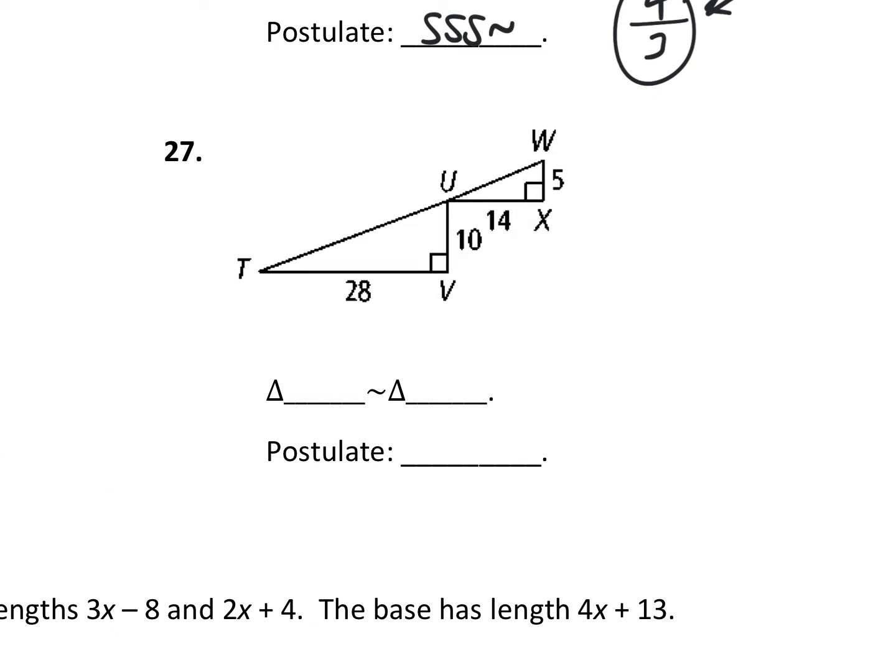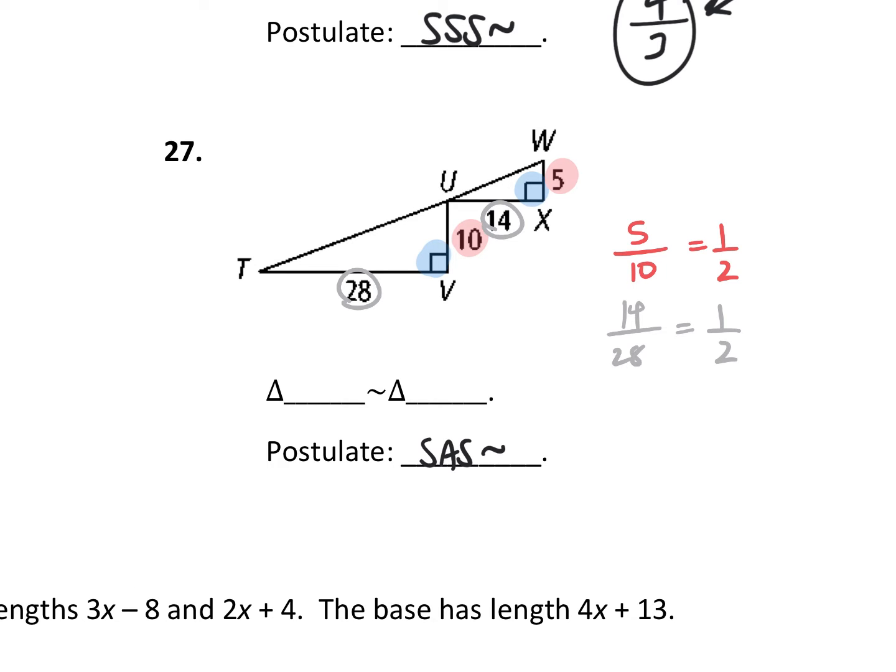27, I am given a right angle here, and then two side lengths. So we got to check and see, are those side lengths proportional? So if I have 5/10, that's going to simplify to give me 1/2. And then is that going to be the same as 14/28? That also gives me 1/2. So we know that our side lengths are proportional. We have an angle in between those side lengths. So our postulate to show that these two triangles are similar is side angle side similarity.